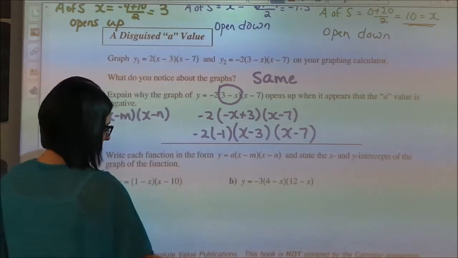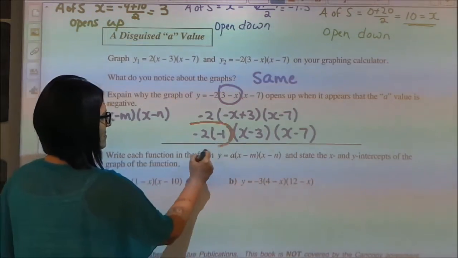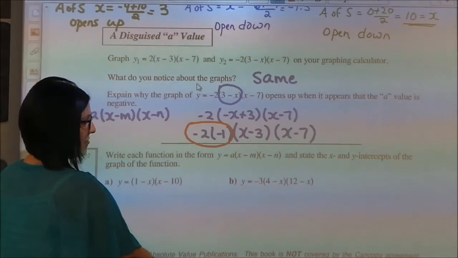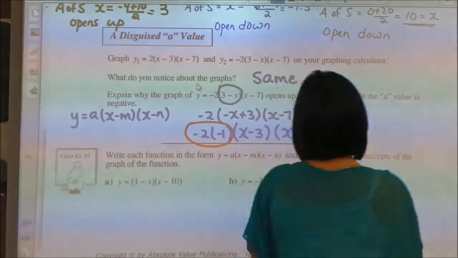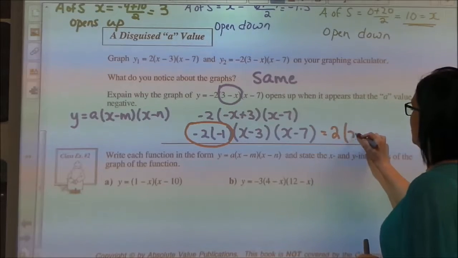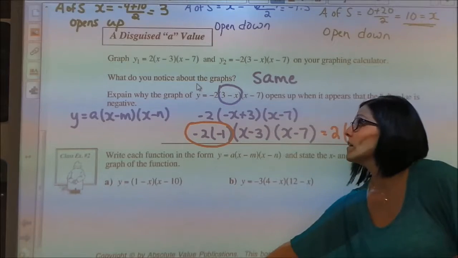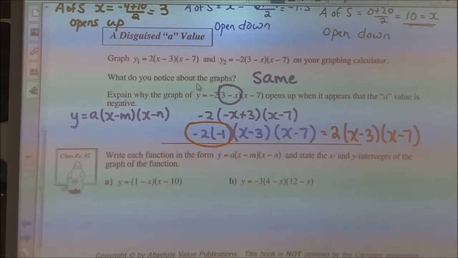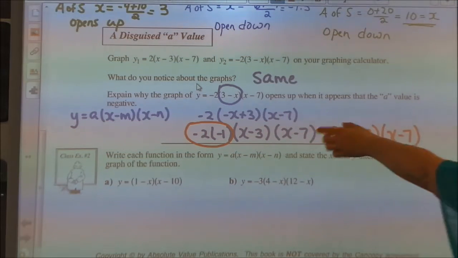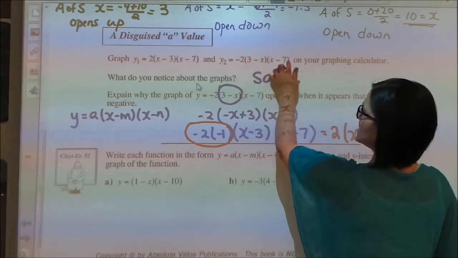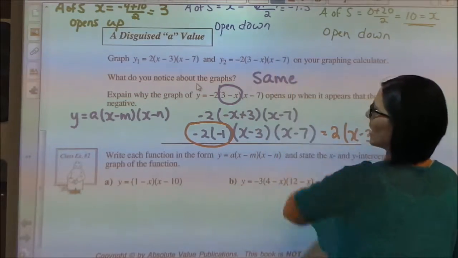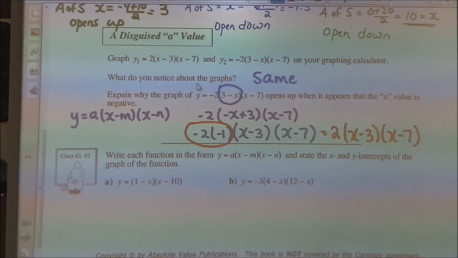Now, when I multiply these two numbers together, instead of a negative 2, I now get my positive 2, x minus 3, x minus 7. So we call it a disguised a value, because even though the a looks negative from the original equation, when I actually fix things to make sure I'm writing in descending order, or putting that x value before the constant, it actually ends up bringing out another negative.